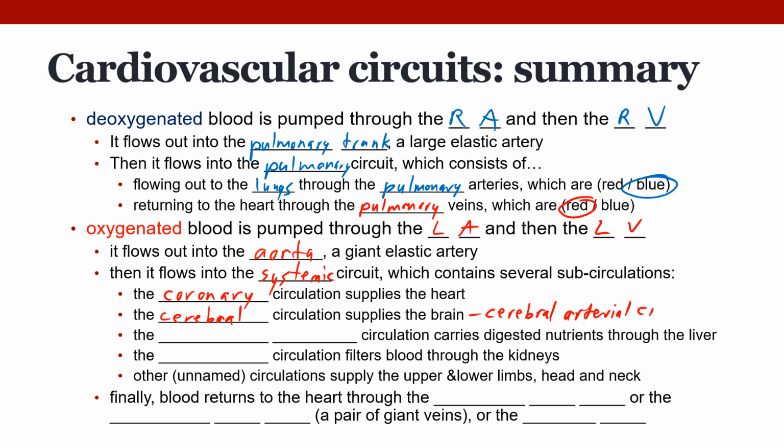arterial circle. Used to be called the circle of Willis, which I thought was great because my childhood family doctor was a Dr. Willis, and I thought he must have gotten teased to no end in medical school. Oh, you have a circle, man.